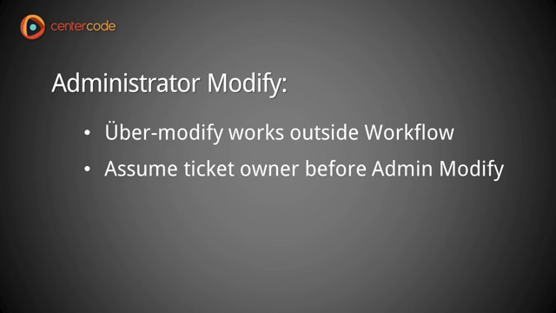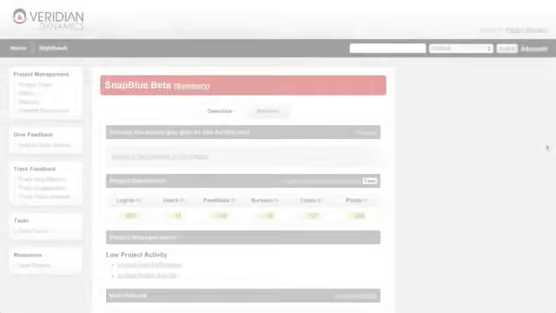And it's generally best to keep that to your project manager and not provide it to your internal team unless absolutely necessary. So for example, if the project manager has no bearing on your feedback, then you might want a subset of your internal group who have full moderate functionality for bug reports. Generally speaking, it's much better to assume the ticket owner and then modify it within workflow, and only admin modify when absolutely necessary.